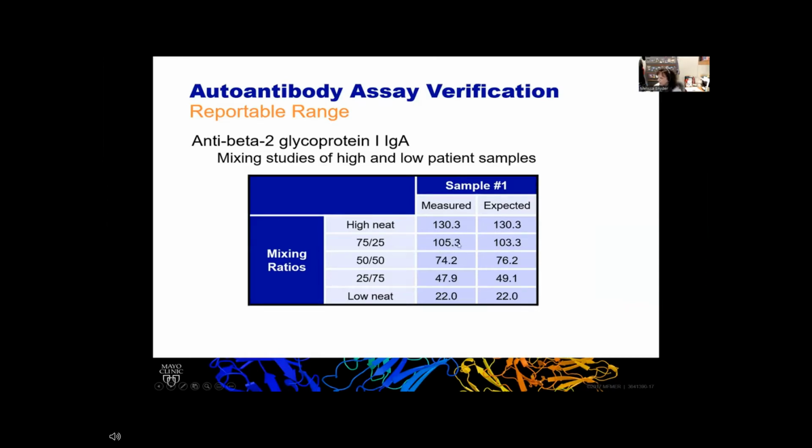We measured the reactivity that we observed, and then compared that to what the expected reactivity would be based on the ratio between the high neat and the low neat sample. And again, to be more simplified in the data I'm showing you, I didn't calculate any percent recoveries or percent differences here. However, I think you can appreciate the fact that what we're seeing in these measured values is very close to what we would expect based on the theoretical mixing of this high sample and the low sample. And in fact, all of our percent differences between these two values were within plus or minus 5%. So certainly within what we would have expected.